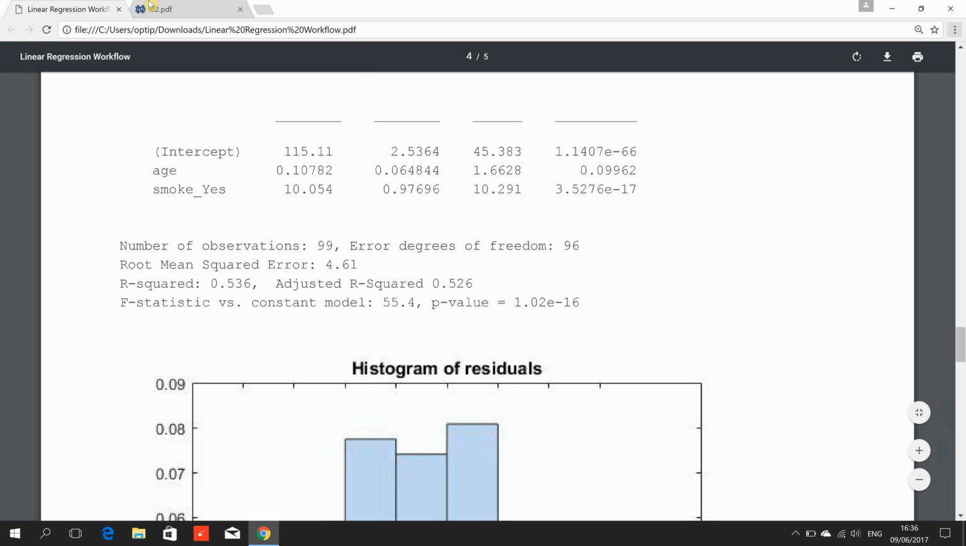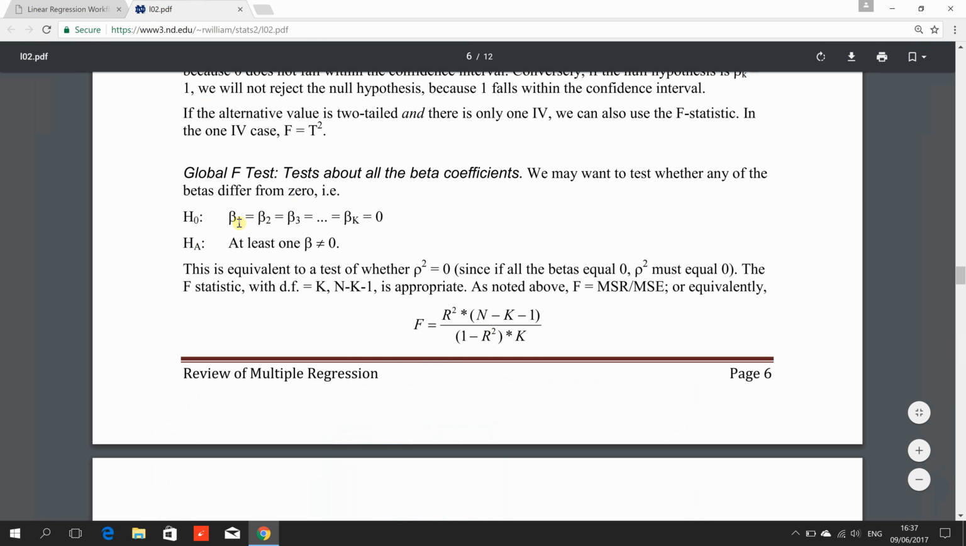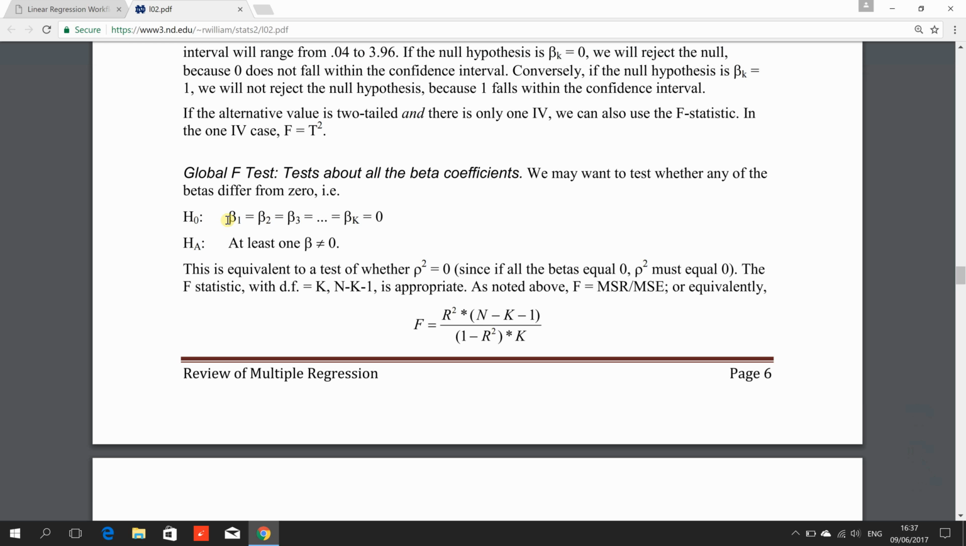If I just go to here, I found these set of notes. If you remember, what's the null hypothesis? That B1 equals B2 equals B3 equals whatever equals 0. And the alternative hypothesis is that at least one of the b's, or the slopes, makes a contribution to the model. So the null hypothesis is that none of the predictors have any bearing on the systolic blood pressure here, and HA is that at least one of them does.